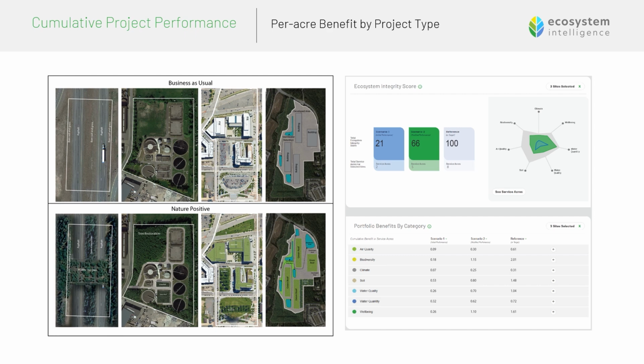It really doesn't matter. You're able to see what your baseline performance was, in this case, across these different projects at 21, and what our cumulative benefit is when we look at them as a portfolio, in this case, 66. And we're able to see how our different actions are aligning with the desired reference condition.